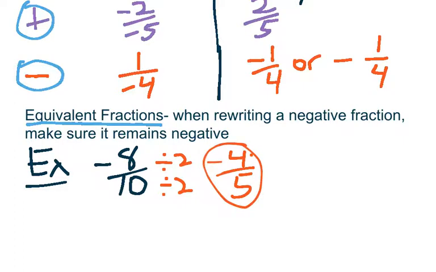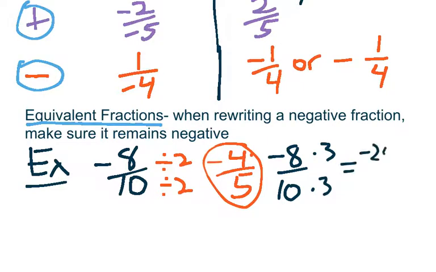We can also write -8/10 if we multiply by the same number. Like if we multiplied by 3 to both sides, we would get -24 over 30. So again, don't forget about that negative. If the fraction was negative before you reduced it, it's going to be negative after you either reduce it or write an equivalent fraction.